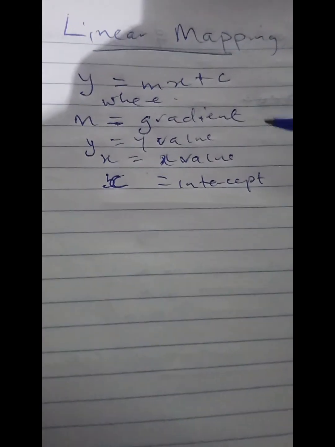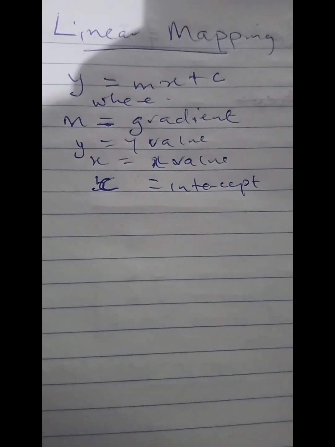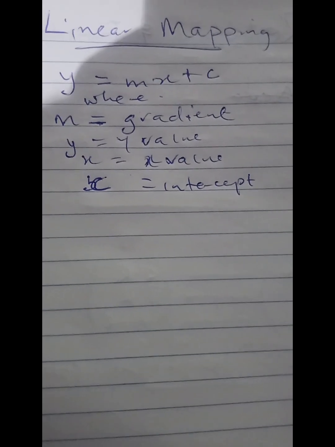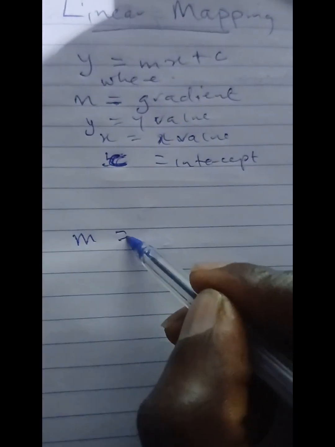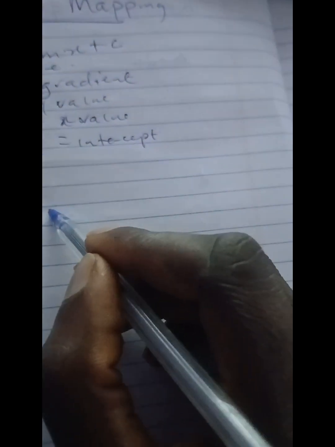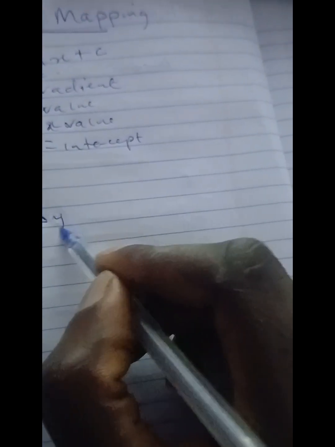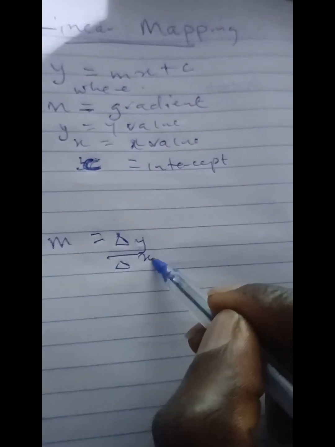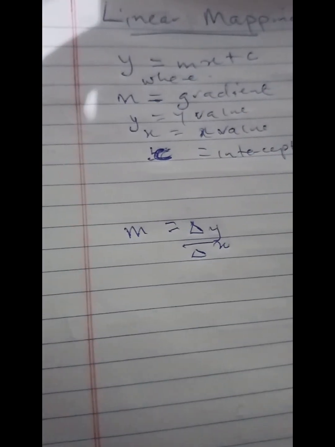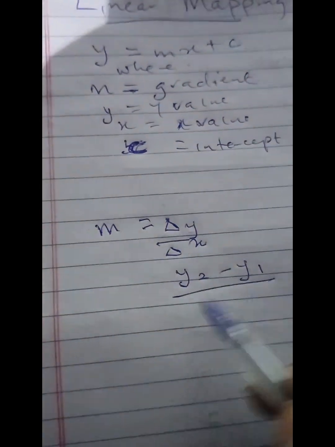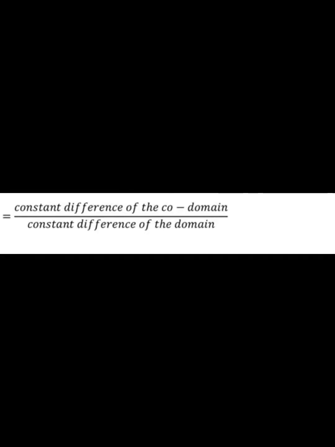Now where our m is the gradient, y being the y value, x the x value, and then our c being the intercept. So for us to get the gradient of a line, we know that is the change or the difference in the y values over the difference in the x values. So that is how we get the equation of a line. For it to be simple, let's look at it in this sense that our m is equal to the constant difference of the codomain, so the difference in the codomain being divided by the difference in the domain.